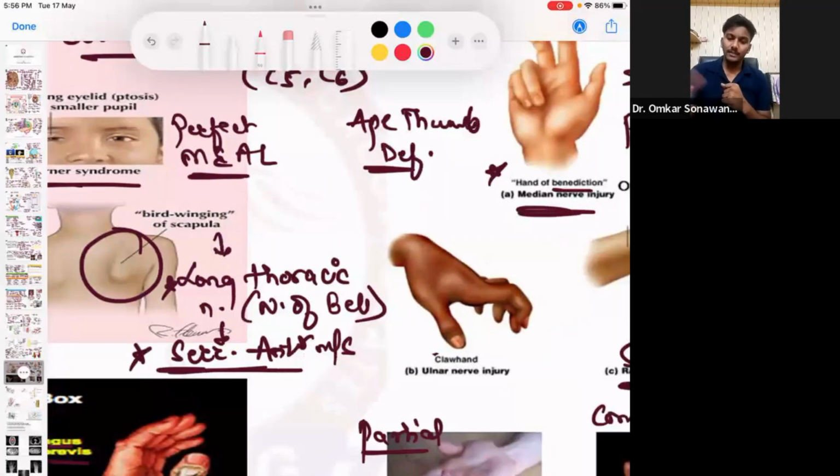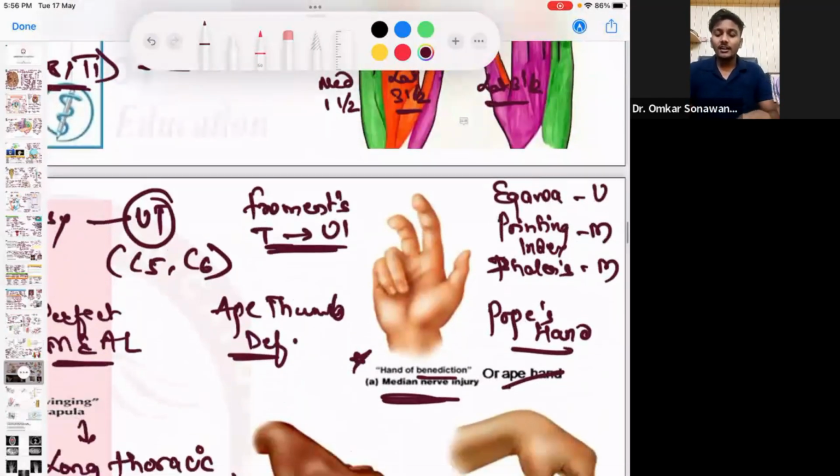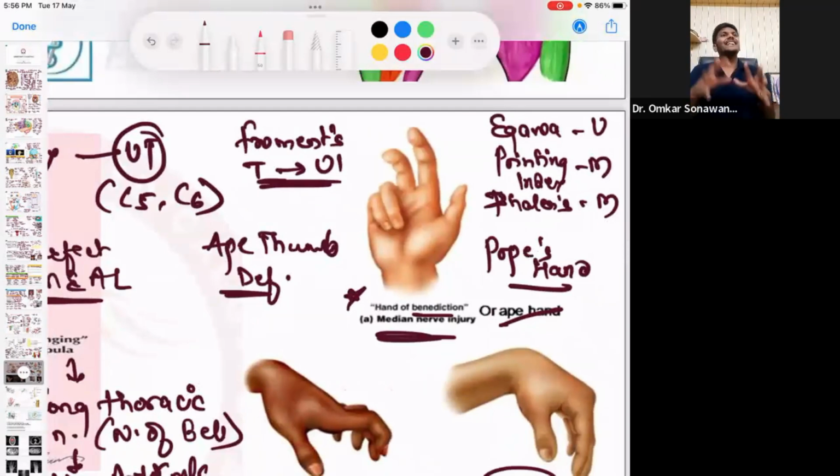एक और चीजें हम देखते हैं आगे जल्दी से. अगर deformities बतानी है तुम्हें, ठीक है? If there is a median nerve injury, which deformities will it cause? First, the patient tries to close the hand but is not able to close. This will lead to a benediction hand, also known as the Pope's hand. It is due to injury to the median nerve.